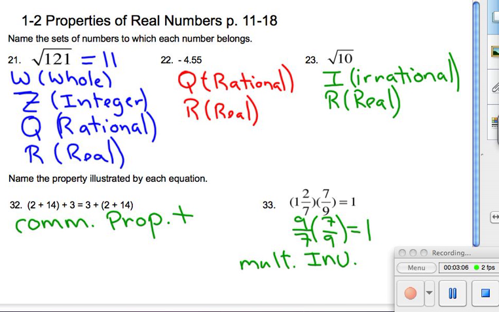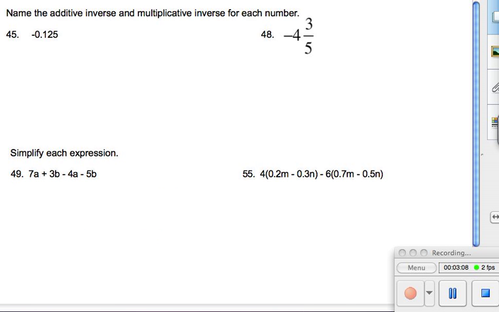The next group of problems we're going to look at is asking us to identify the additive and multiplicative inverse. Additive inverse means I can add the two numbers together and get a 0. Multiplicative inverse means I can multiply two numbers and get a 1. Make sure you distinguish between which is which. So we're going to start with the additive inverse. The additive inverse is just switching the sign. So I'm going to have 0.125.